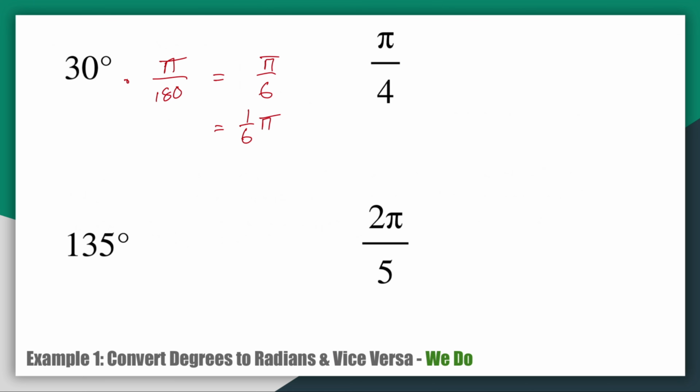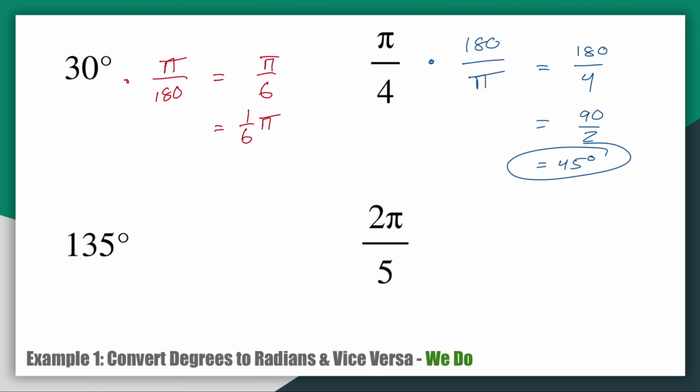Now the next one is pi over 4, all right? Here, this is the opposite way. We need to multiply this by 180 over pi. Now notice immediately, pi over pi cancels, and you're left with 180 over 4. Now we need to divide that out, and we can do this quickly. I can see really quickly that 2 goes into both of those. And so that becomes 90 over 2, and 90 divided by 2 should give me 45 degrees, okay?